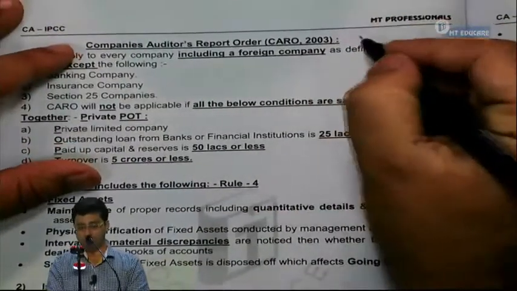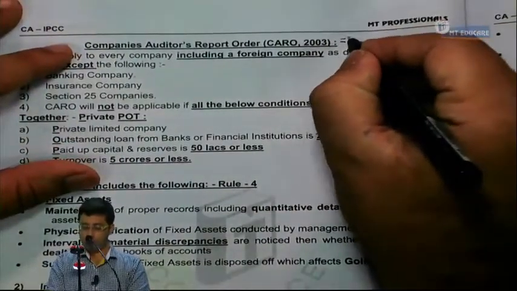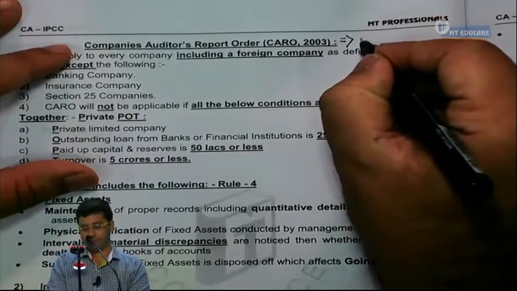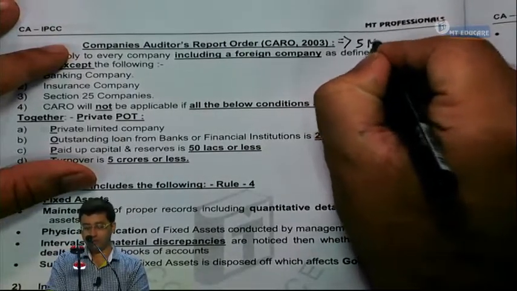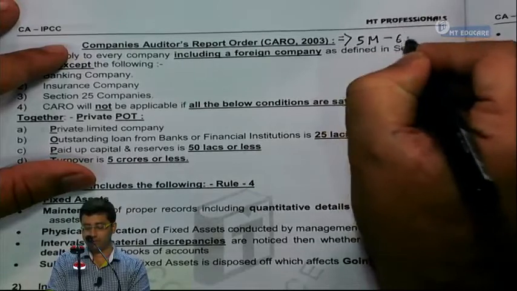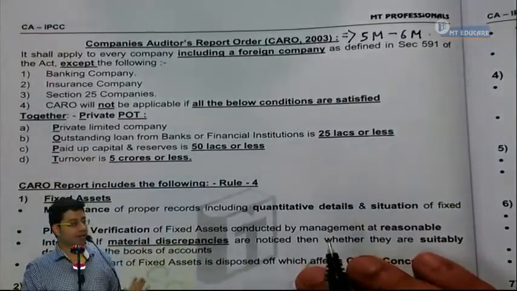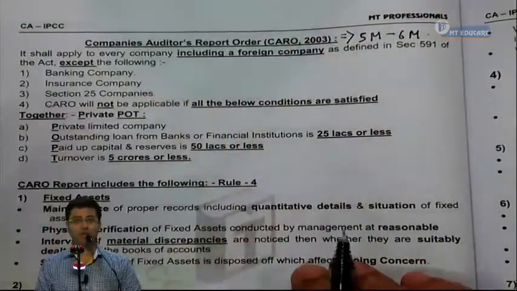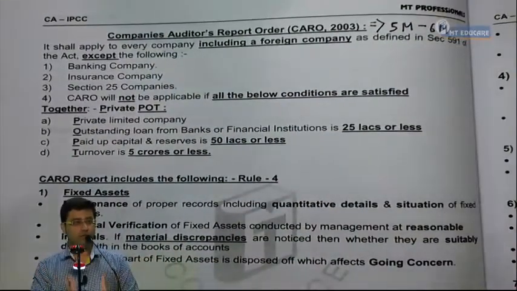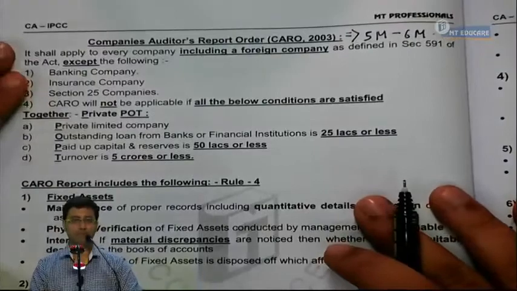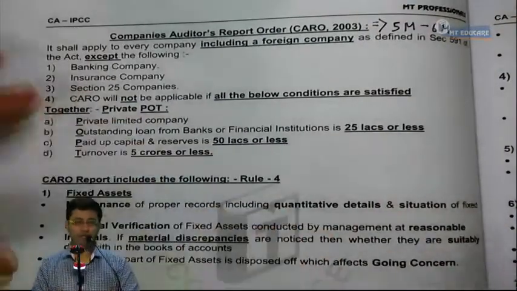You can say that this topic nearly comes for 5 to 6 marks. So 40 marks is auditing standards that we have prepared, 5 marks for CARO. So if you study this much and go, your 45 marks syllabus is done. That's how we'll accumulate marks now.